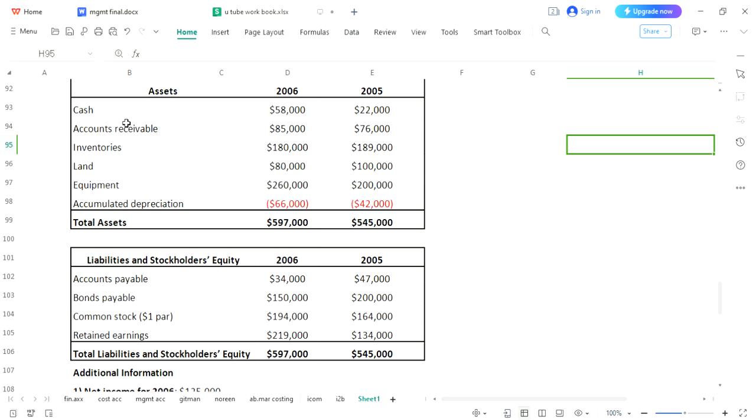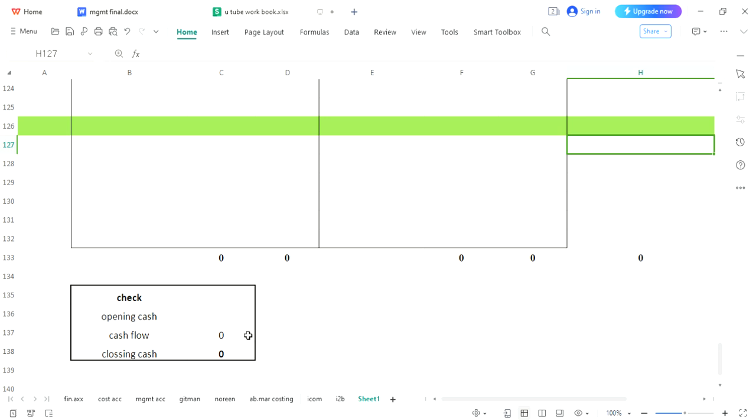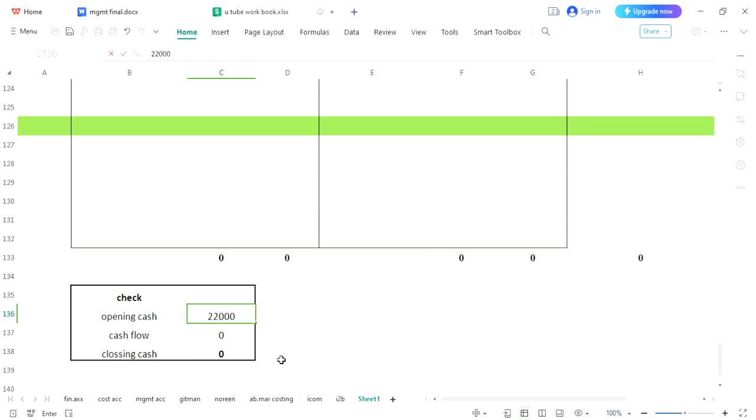So first we have cash, opening 22, closing 58. Here you will put 22,000 and your answer must be 58,000 after all adjustment. After all adjustment means this answer you will be putting over here and you will get 58,000 automatically.